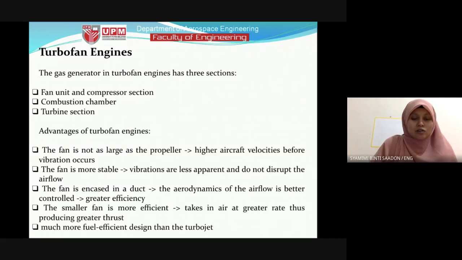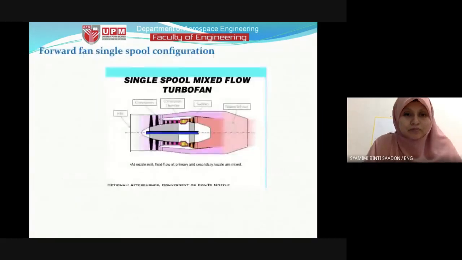And turbofan is also a much more fuel efficient design than the turbojet, because turbojet uses more fuel. Turbofan uses less fuel, but it can still produce higher thrust. So this is the single spool mixed flow turbofan engine.